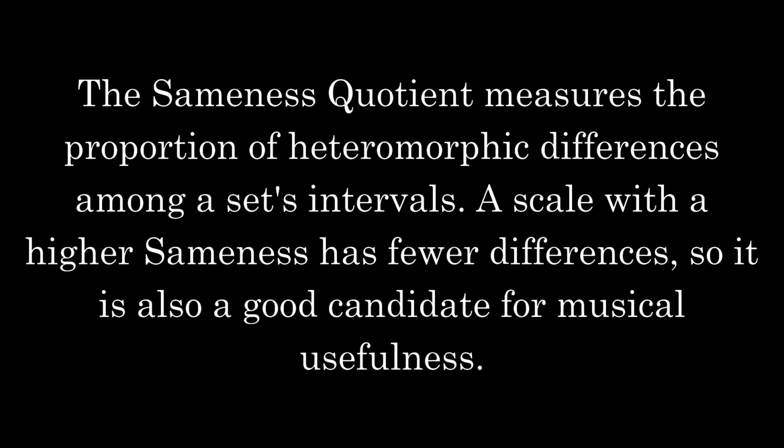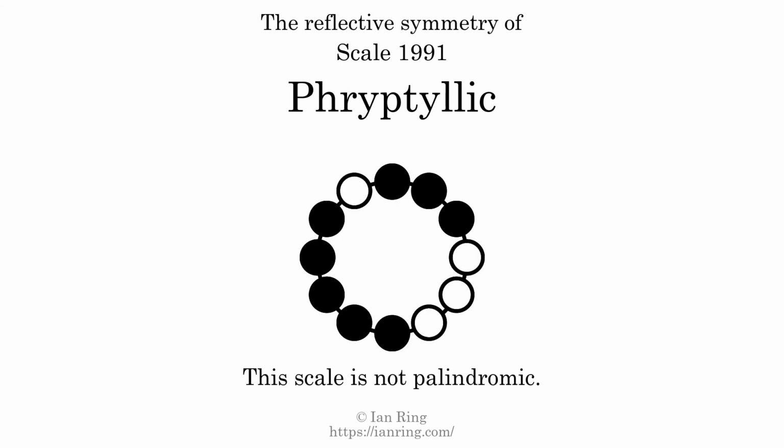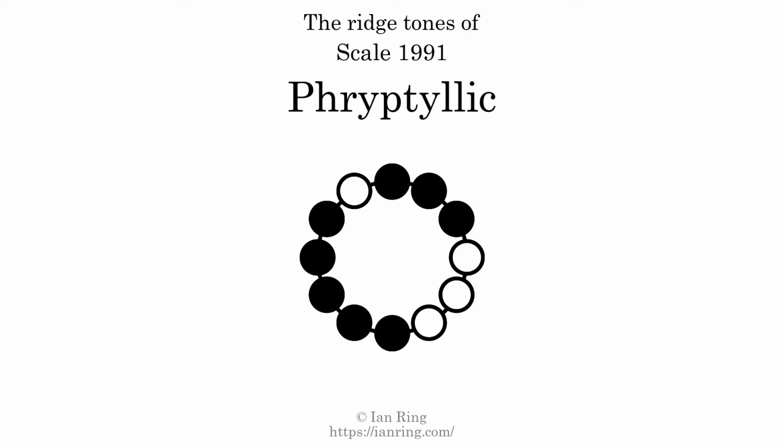The sameness quotient measures the proportion of heteromorphic differences among a set's intervals. A scale with a higher sameness has fewer differences, so it is also a good candidate for musical usefulness. The sameness quotient is 0.337. This scale has no reflective symmetry. This scale has a different pattern of intervals ascending and descending, so it is not palindromic. This scale has no ridge tones.